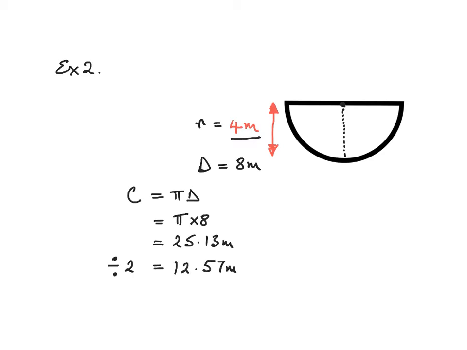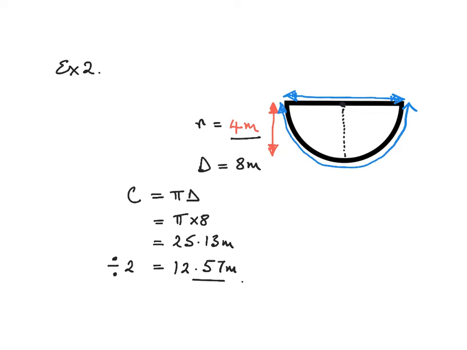12.57 meters. Now that is not the end of the problem, because what we've done is we have calculated this length here. It's this part. That is 12.57 meters. If we want to work out the perimeter of the shape, we're going to have to add on this as well. And we should know that that's the diameter of the circle.